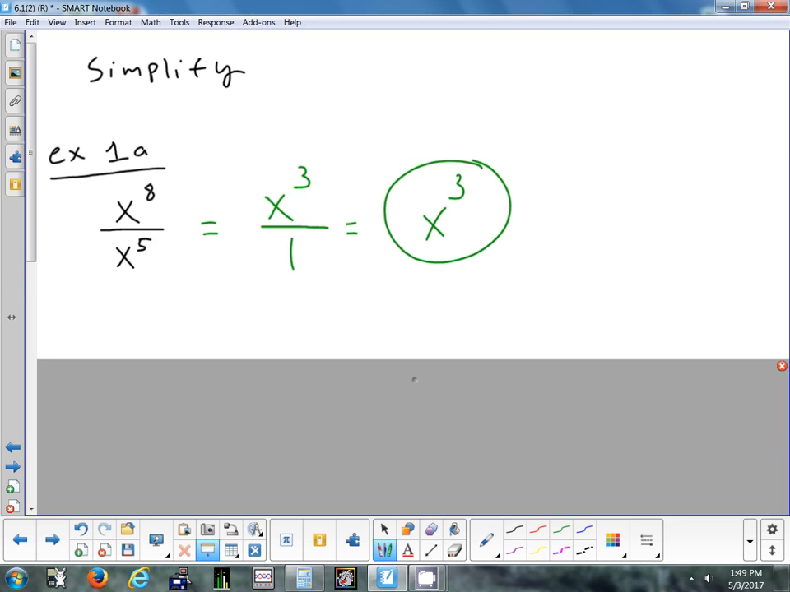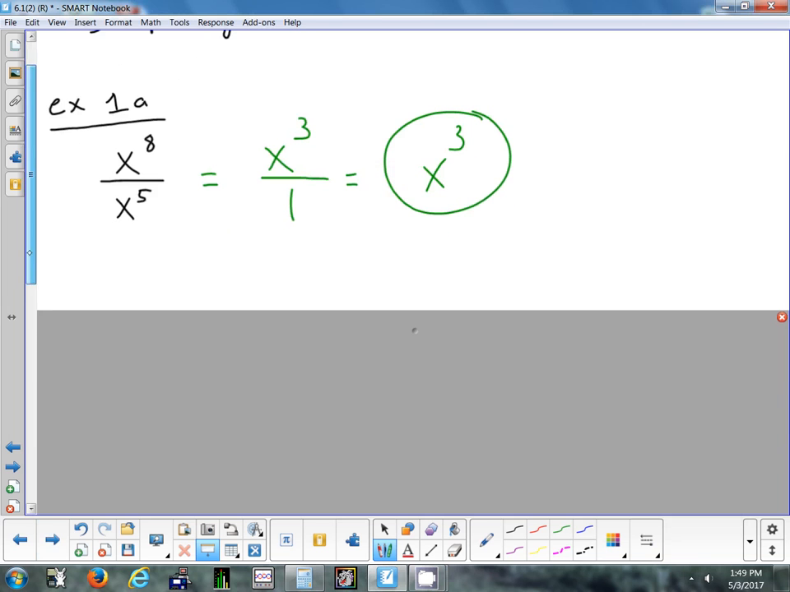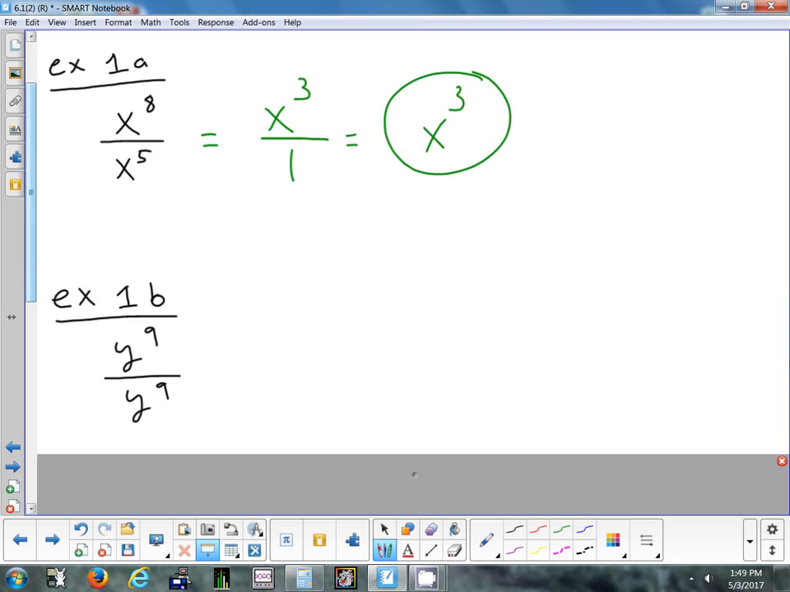So again, today, same base, we're going to subtract, and we'll put our base where the bigger exponent was. All right? Let's take a look at the next one. I got y to the 9th over y to the 9th.